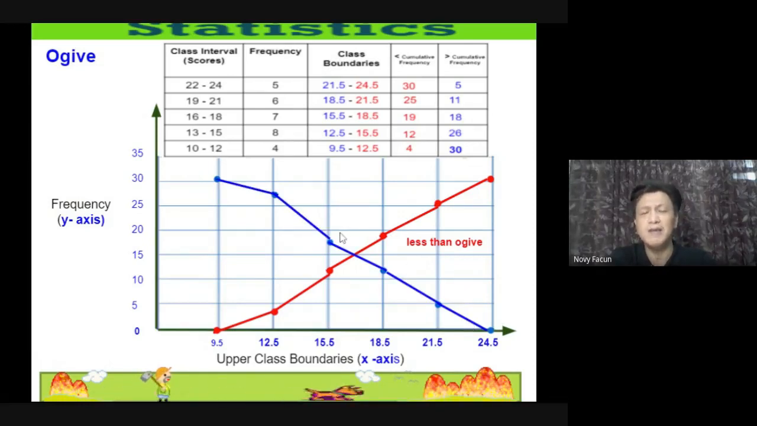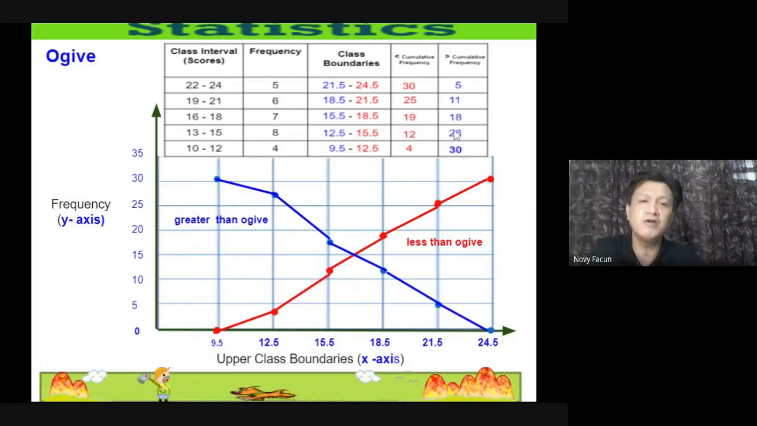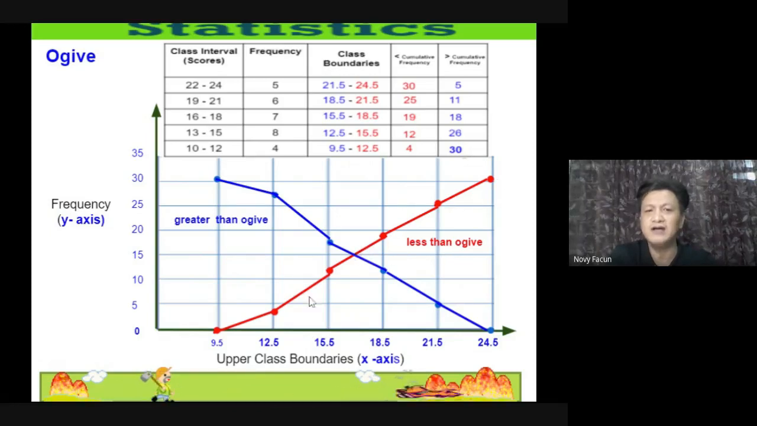Ang tawag naman dito sa line na ito na buo natin, we call this greater than ogive. Kasi nga, di ba? Tumataas yung ating cumulative frequency. Dito naman bumababa siya. Okay. So, and then, ano naman ang tawag doon sa kung saan nag-meet yung ating ogive? So, we call that the median. That is the halfway of the score.